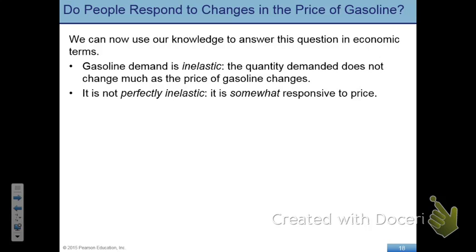So let's think about the question. When we calculate the demand for gasoline, people argue that the demand for gasoline is inelastic. Meaning that whenever the price of gasoline changes, the quantity demanded for gasoline does not really change that much. Do you think that this is true?